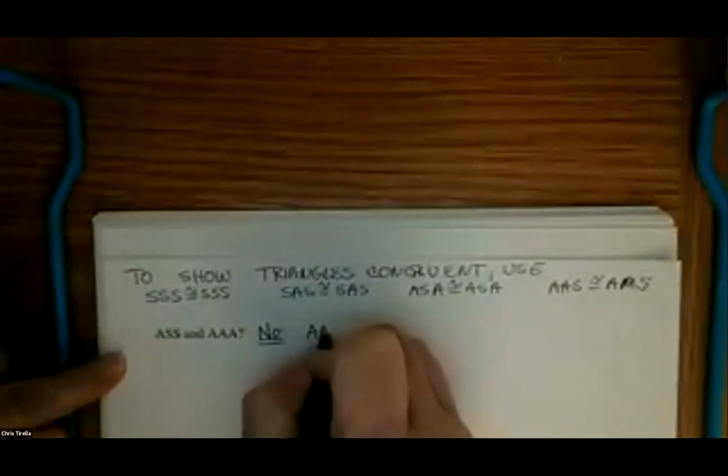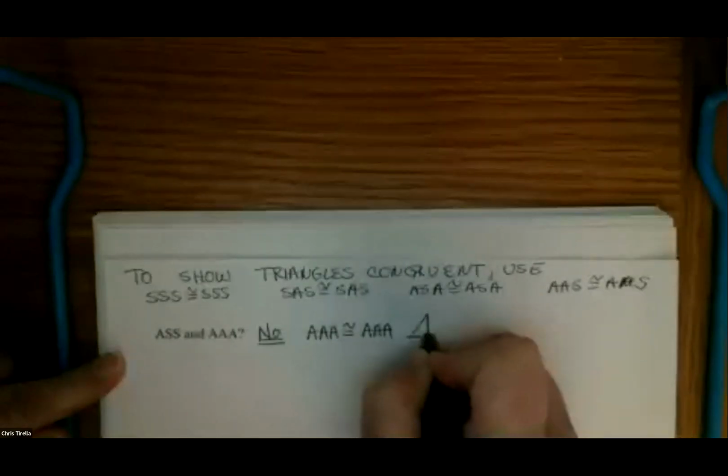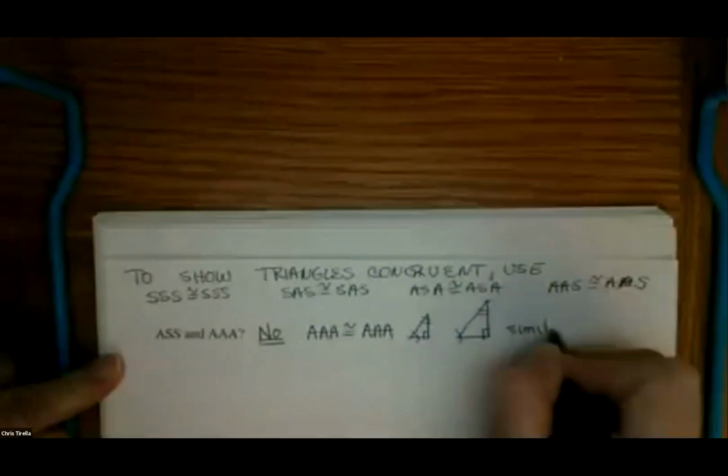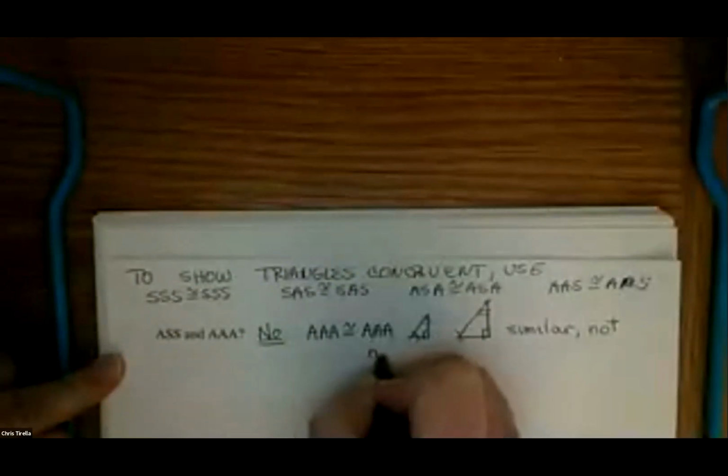If I look at angle, angle, angle, congruent to angle, angle, angle, if I don't have any congruent sides, do you folks remember? That's going to make them similar, but not necessarily congruent. We need a side to know that they're congruent.